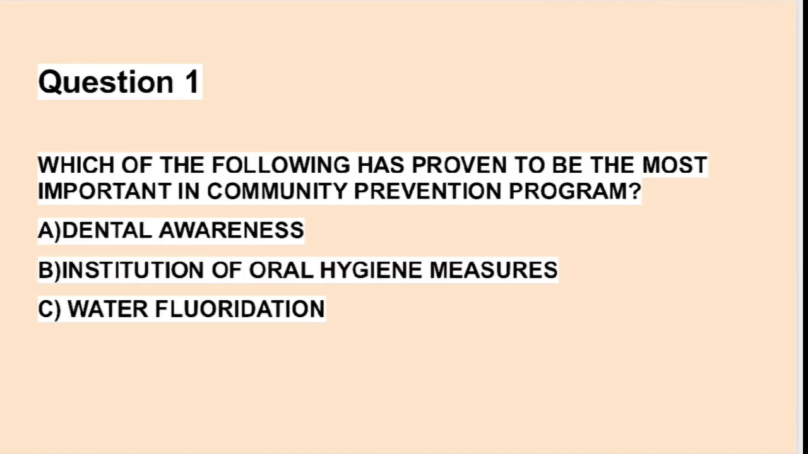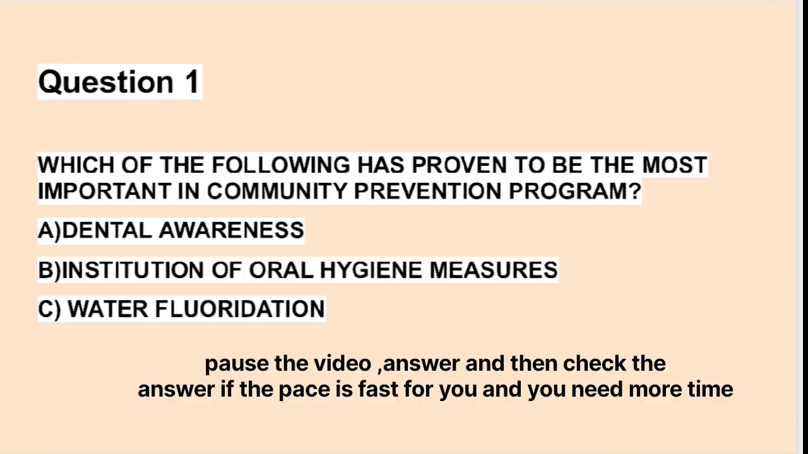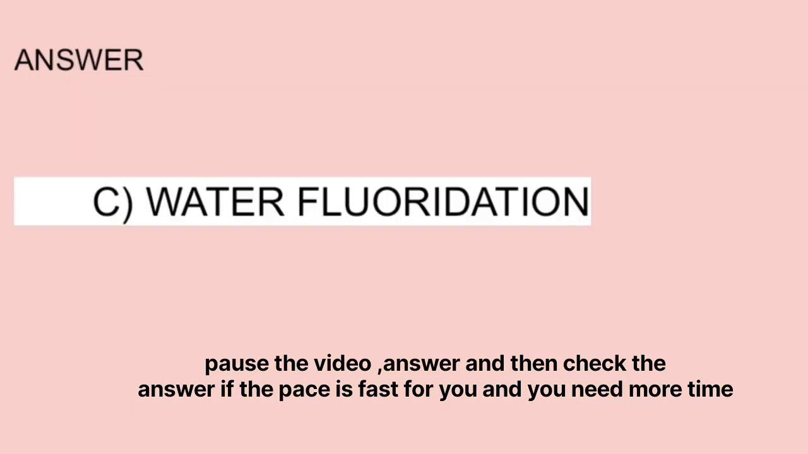Now, question number one. Which of the following has proven to be the most important in community prevention program? A. Dental awareness. B. Institution of oral hygiene measures. Or C. Water fluoridation. Now here guys, you can pause the video, answer the question, and then see the answer, which is just coming up next. The answer is C. Water fluoridation.